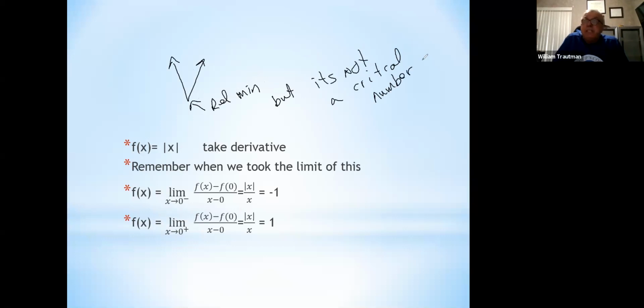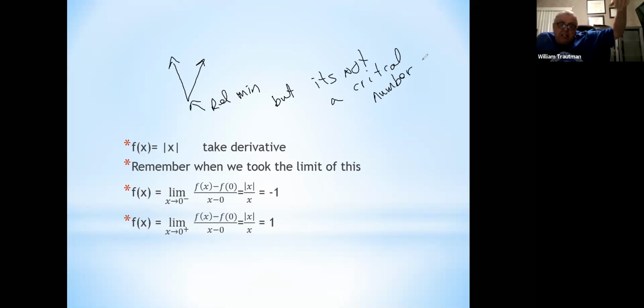So we already said all critical numbers produce relative extremas. We look at this graph, we know that's a relative minimum. It's a valley, right? It goes down, and then it starts going up. So it has a minimum there. Why isn't that a critical number? We went over this already in the past. I'm just wondering if anybody remembers.